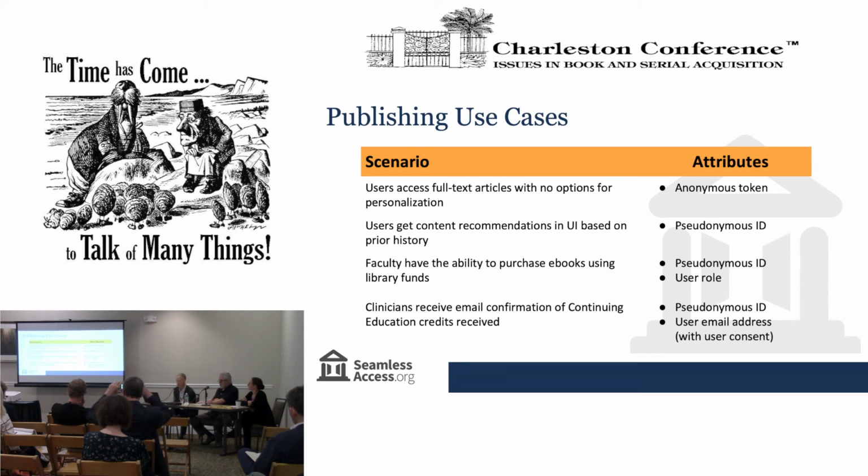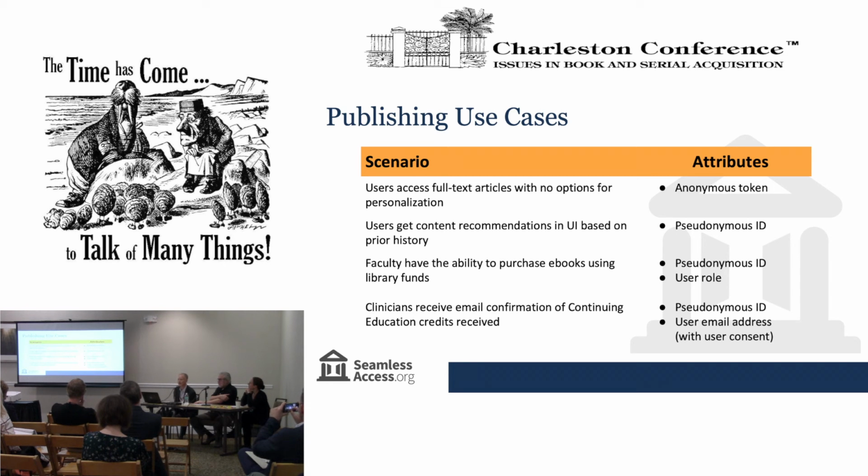Scenario 2 could be users getting content recommendations in the user interface based on their prior search history. To make that possible, the publisher needs to be able to recognize that you come back and the last time you searched for X. So a pseudonymous identifier would do this. Again, no personally identifiable information is passed. They're just recognizing that this person last did this and now they come back.